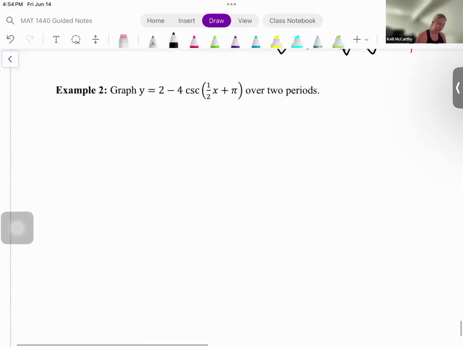All right, so let's graph one more. Y equals 2 minus 4 cosecant of 1/2 x plus pi over 2 periods. So our amplitude is going to be 4. That negative means we're going to reflect. Now, when we have a midline as well, that reflection is actually about the midline.